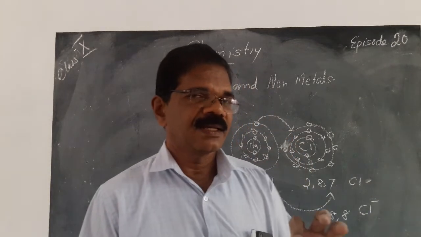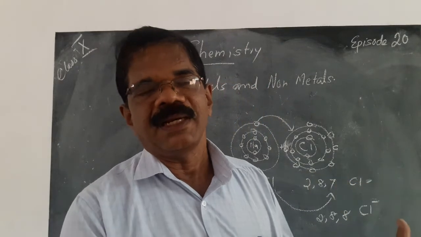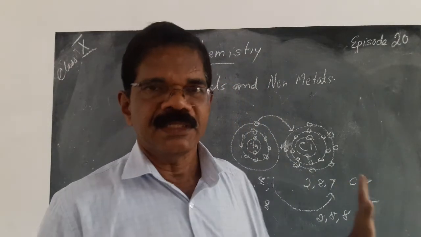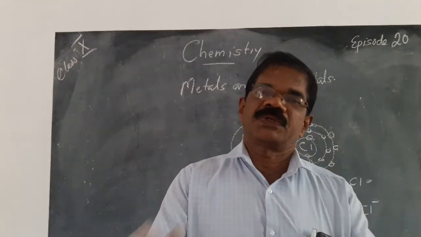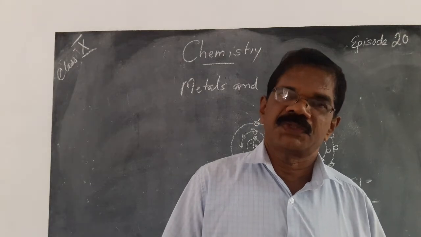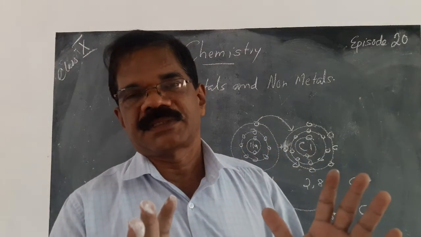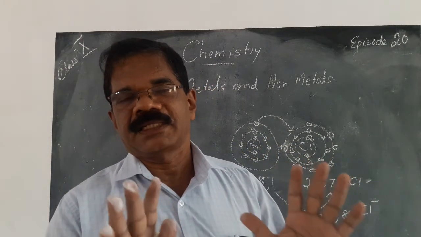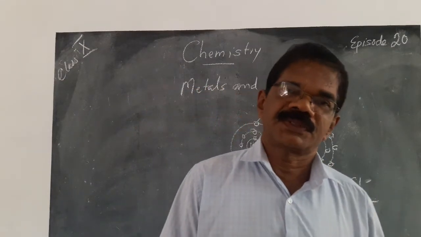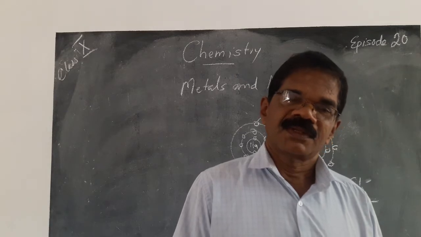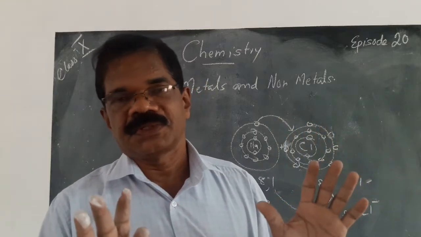Now, my question is, what is the major difference between metal and non-metal? This is the major difference. Metals always give electrons, they donate electrons to the non-metals. Metals never accept electrons from any other elements. Metals are the donors of electrons; they give electrons and become positive. We can have a definition also: those elements which give electrons.